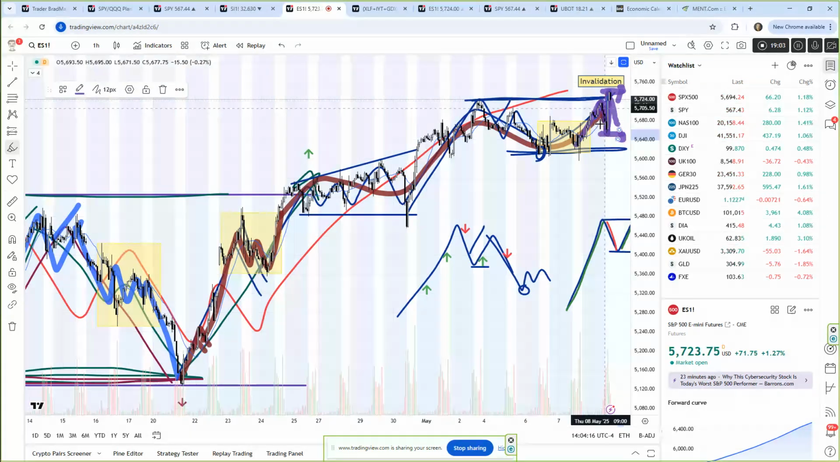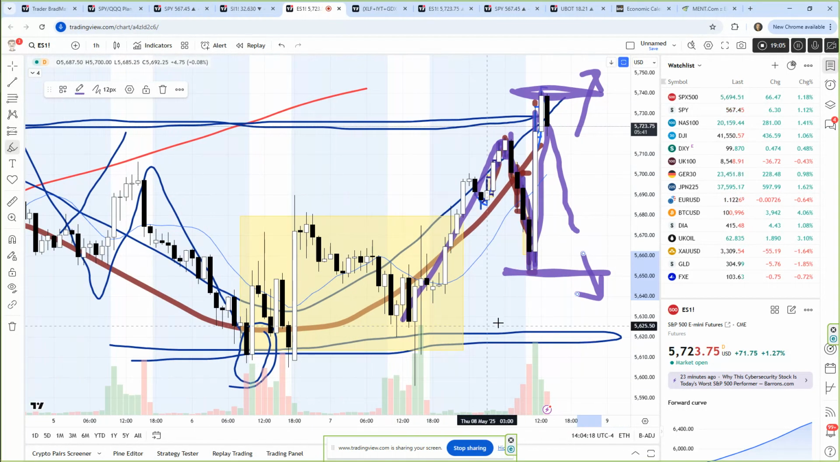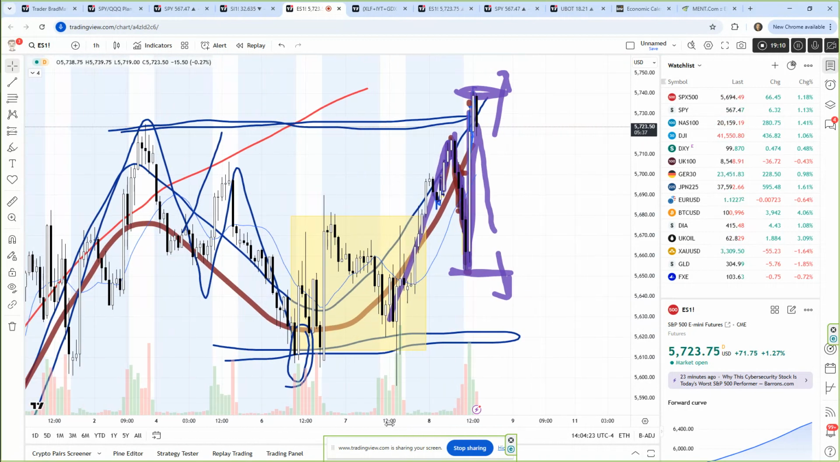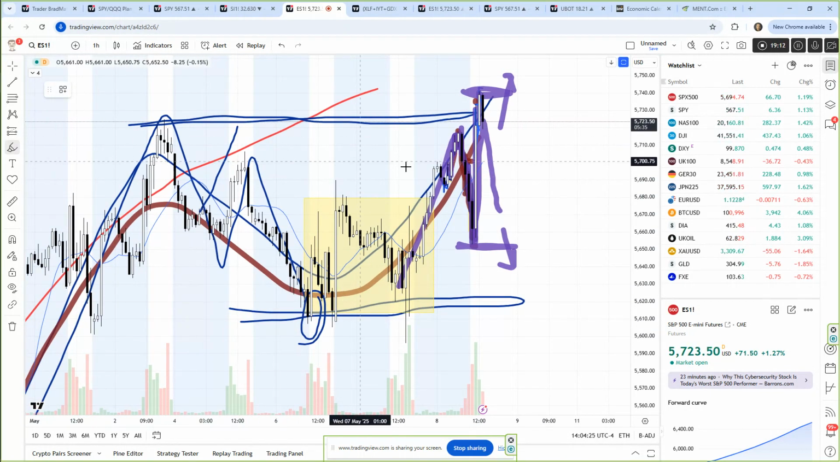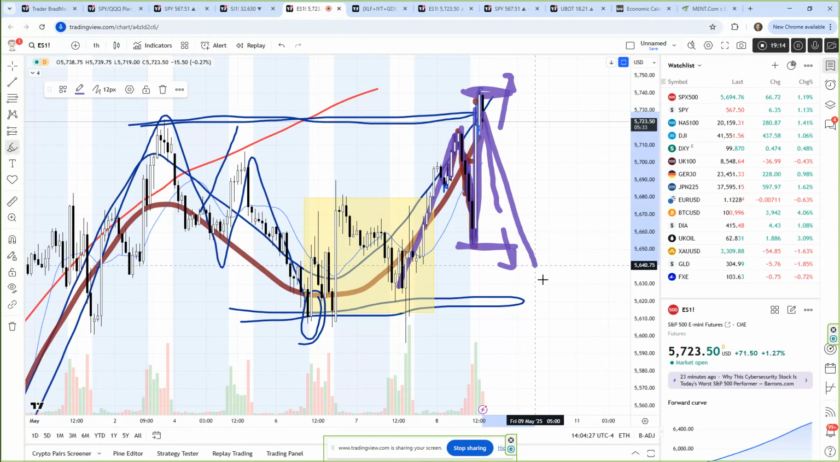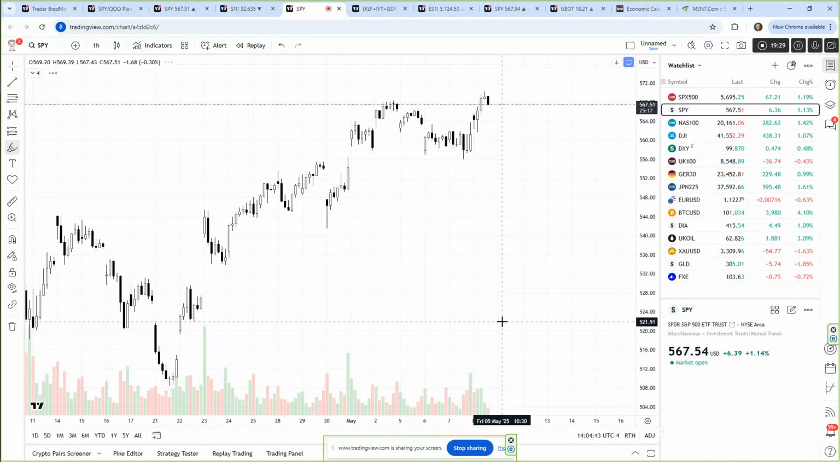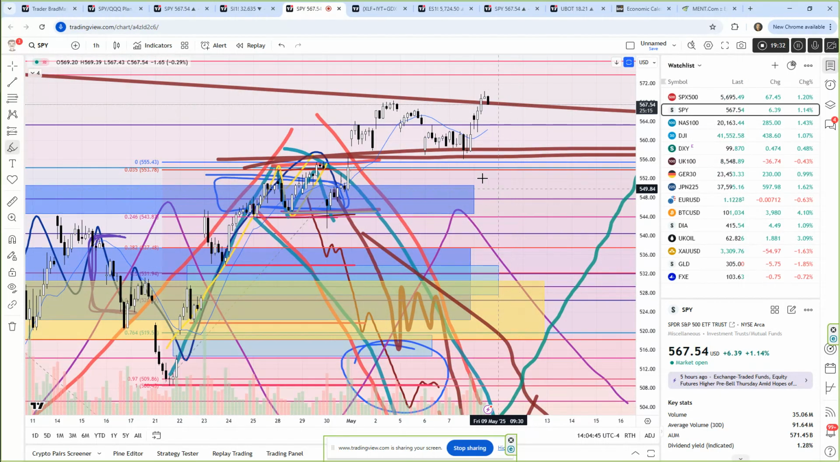It is trying to invalidate, but if we fail at this point and move back downward and break below this level, we're looking at a pretty good breakdown, especially once we get below this, call it 5610. Which, based on my interpretation, would be on the SPY, 5610 would be this area here.